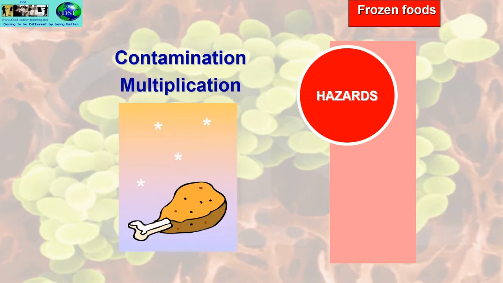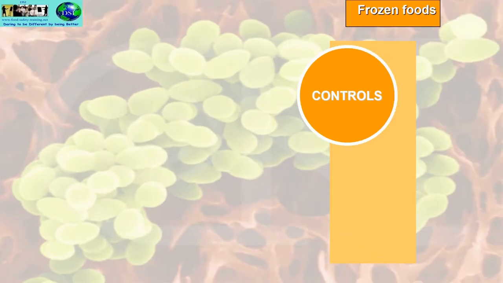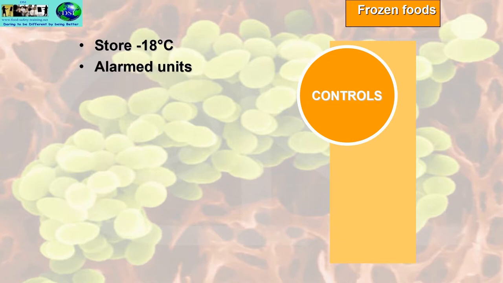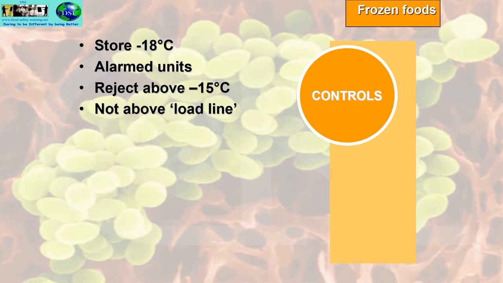Frozen foods could give rise to contamination or multiplication. So controls include storing at minus 18 degrees C or lower. Use alarmed units, so if the temperature does increase, it sets off an alarm. Reject anything above minus 15 degrees C. Again, this is to do with deliveries more than anything. Don't fill above the load line that it tells you in the freezer.